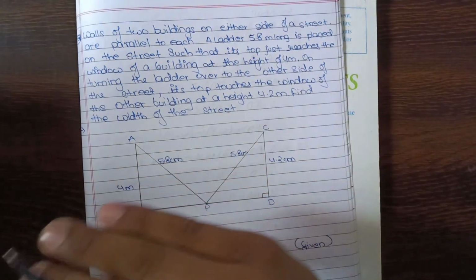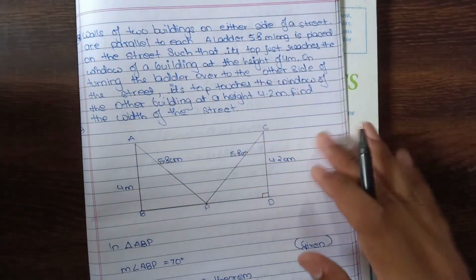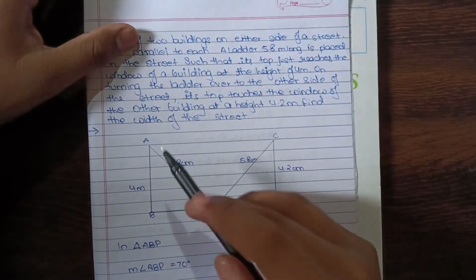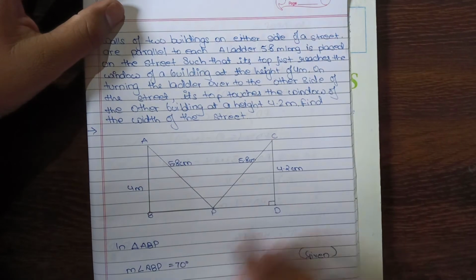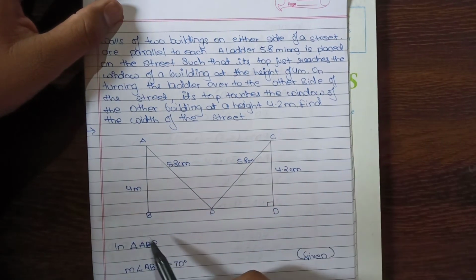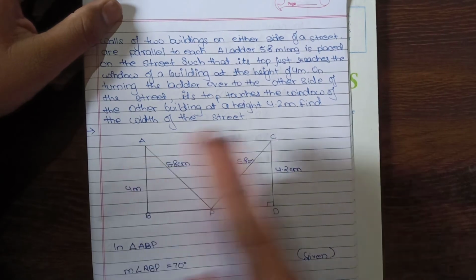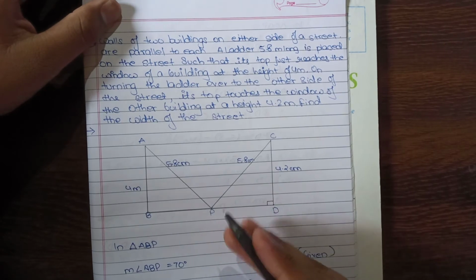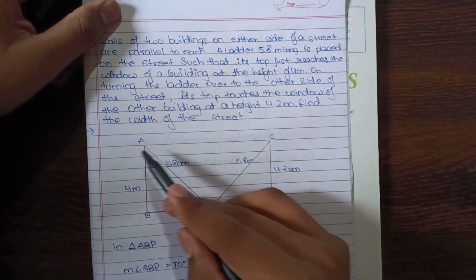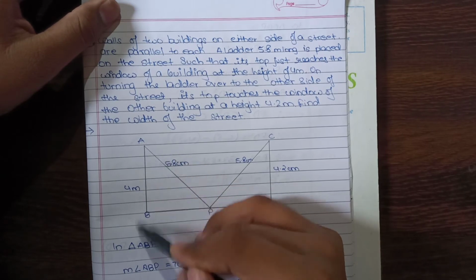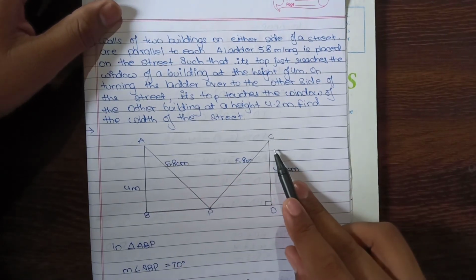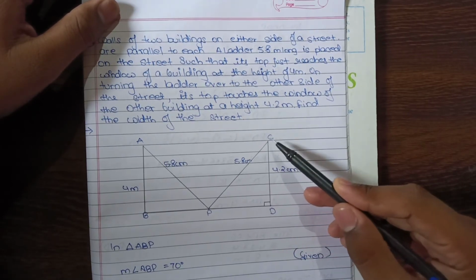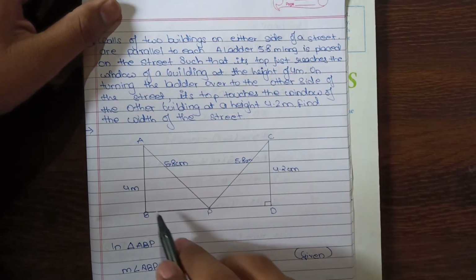Now I know there would be some confusion regarding this question, but from here you will be able to understand it very easily. What it says is that there are two walls of buildings on either side of a street, parallel to each other. This is the ladder whose length is 5.8 meter, placed on the street such that its top just reaches the window of a building at height of 4 meter. On turning the ladder over to the other side, its top touches the window of the other building at a height of 4.2 meter. We have to find the width of the street.